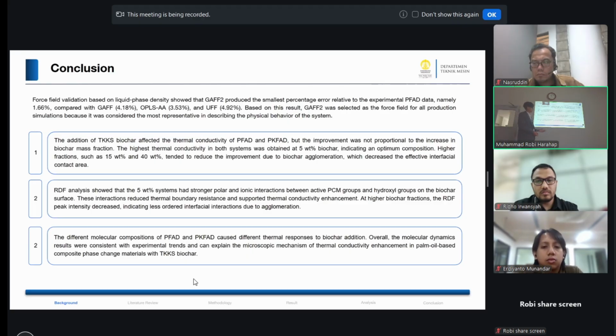And then the last one is that the different molecular compositions of PFAD and PKFAD cause different thermal responses to biochar addition. We can see that from the graph. They both have two different trends. Overall, the molecular dynamics results were consistent with experimental trends and can explain the microscopic mechanism of thermal conductivity enhancement.